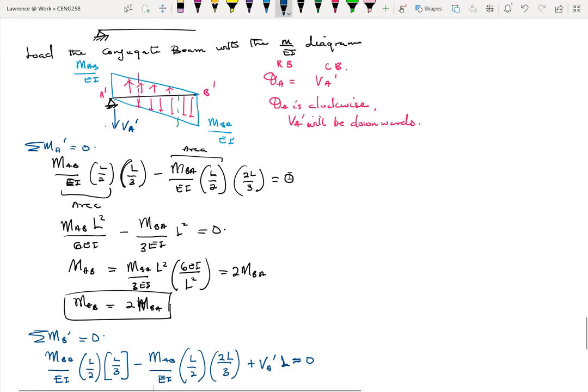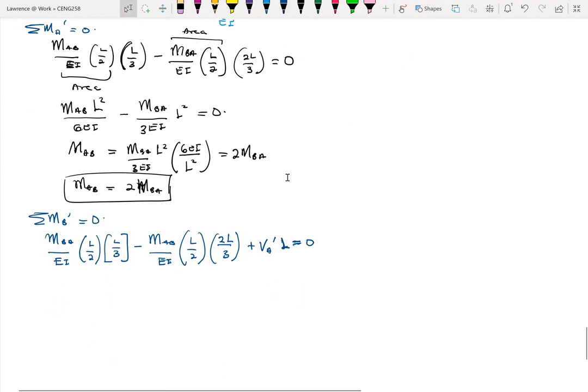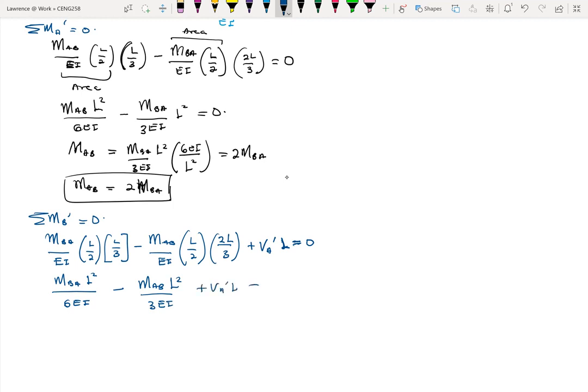All right. So from here, we can continue with our computations. So here the MBA L squared over 6EI minus MAB L squared over 3EI plus VA prime L equals 0.